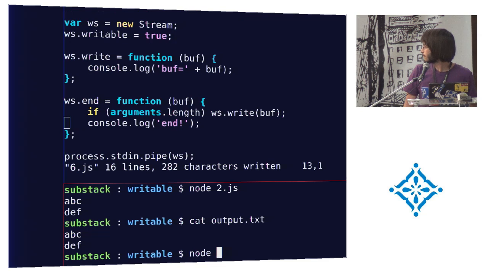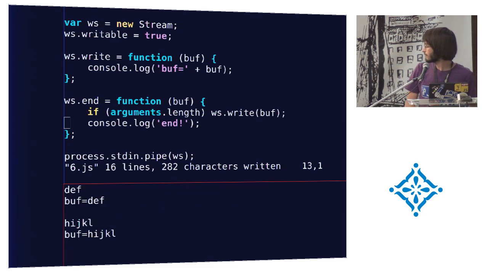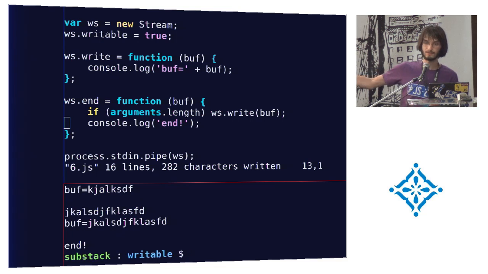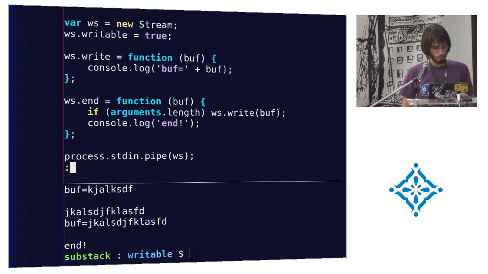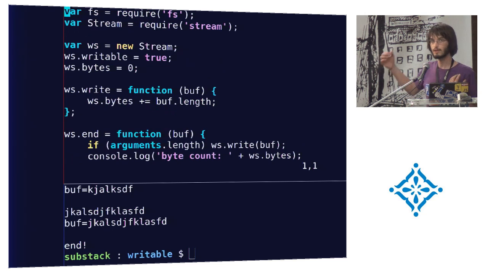So if we run this program, we can do a similar kind of thing. Here it's just logging all of the values that I'm typing. And if I end the stream, I get a handy little end message with an exclamation point. Super cool. So we can actually do something useful here with this custom writable stream. How about we just count all the bytes, and when the stream ends, we print that out to stdout.